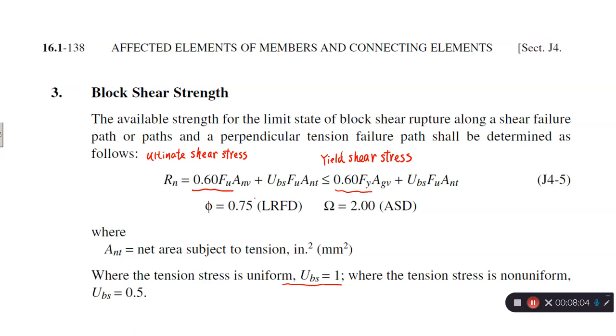So it really means that you have to determine whether it is the ultimate, the shear fracture or shear rupture that controls, or the shear yielding that controls. And note that the phi for block shear is equal to 0.75. Okay, so that is the basic equation for block shear strength.